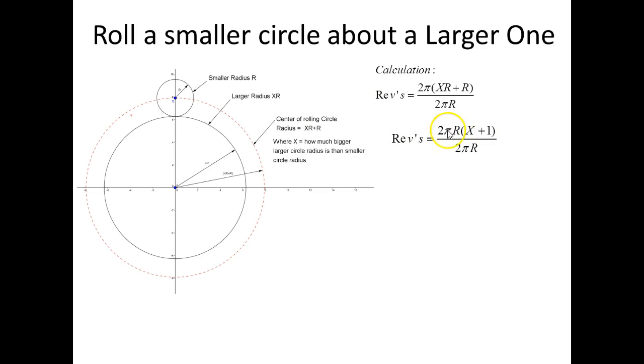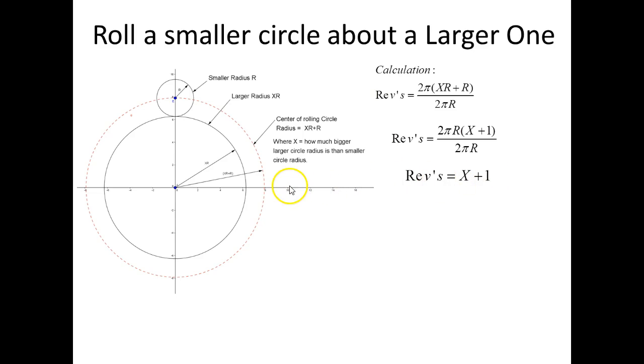So if I factor out r, now I have 2 pi times r times x plus 1 divided by 2 pi times r. Well, 2 pi times r divided by 2 pi times r is equal to 1. So then my revolutions is equal to x plus 1.